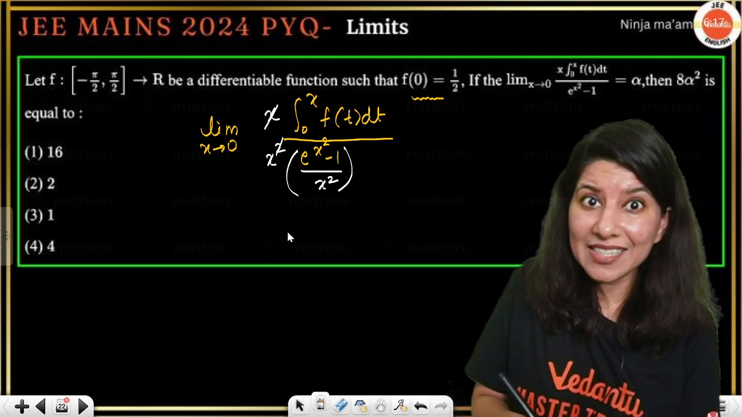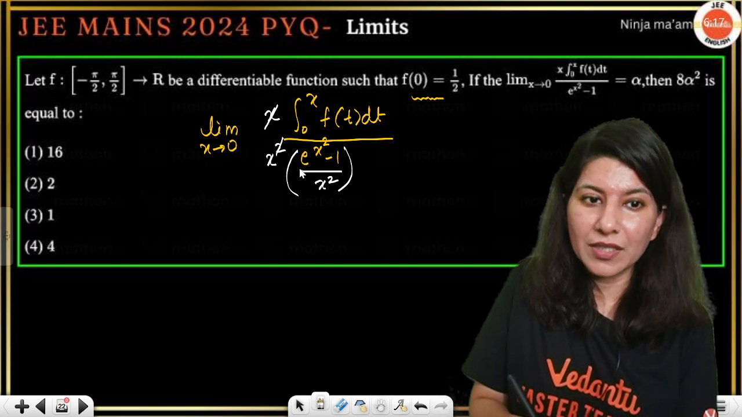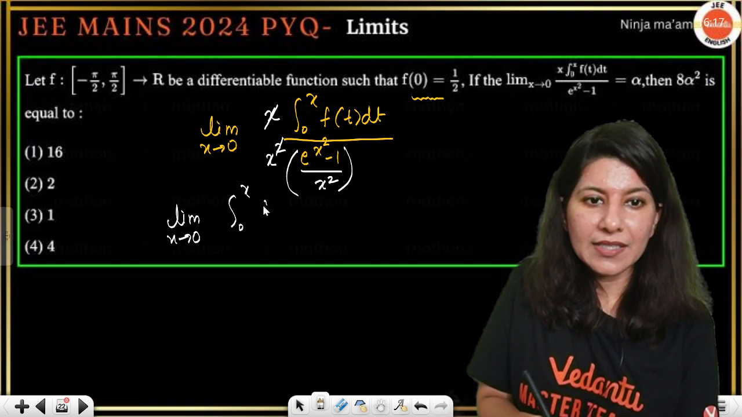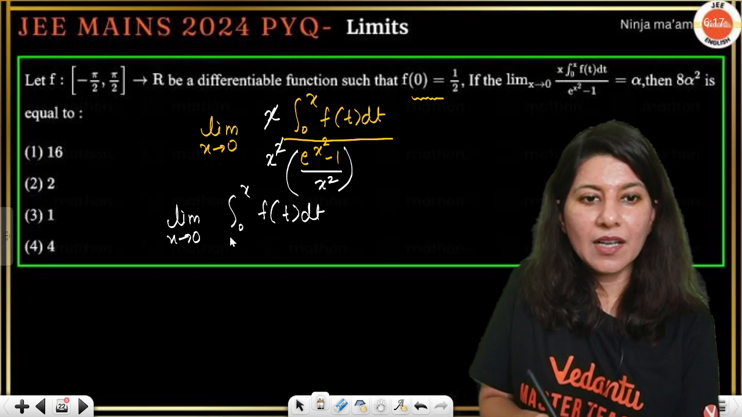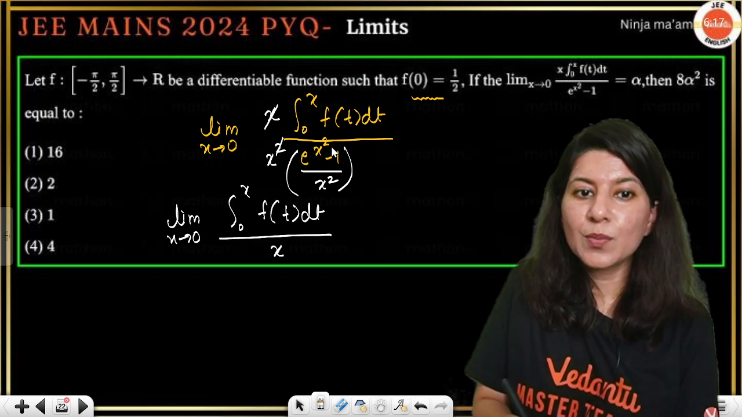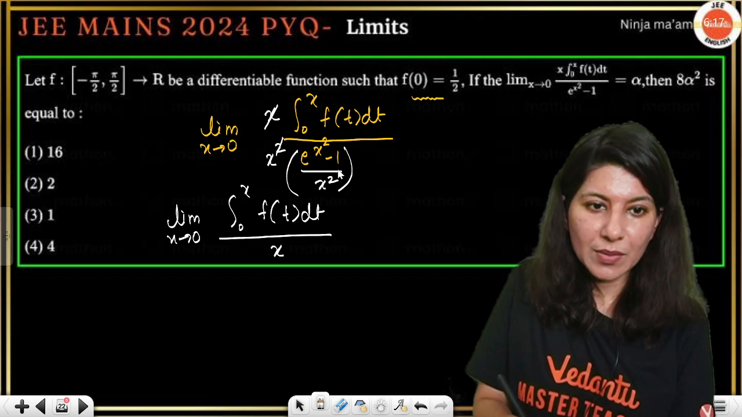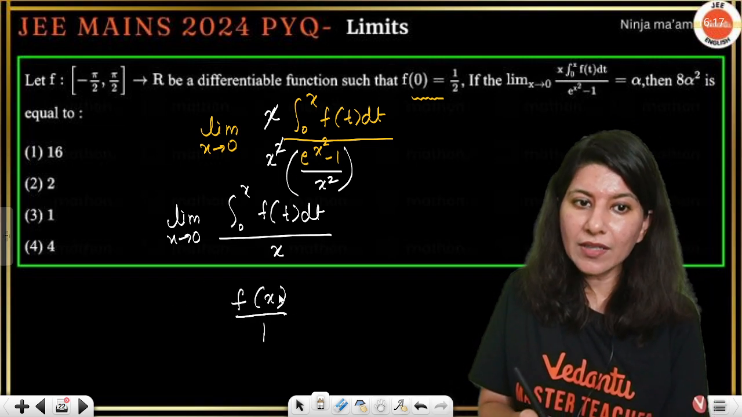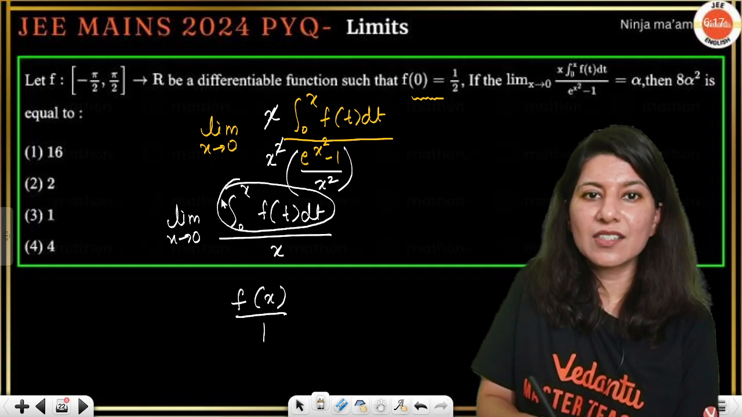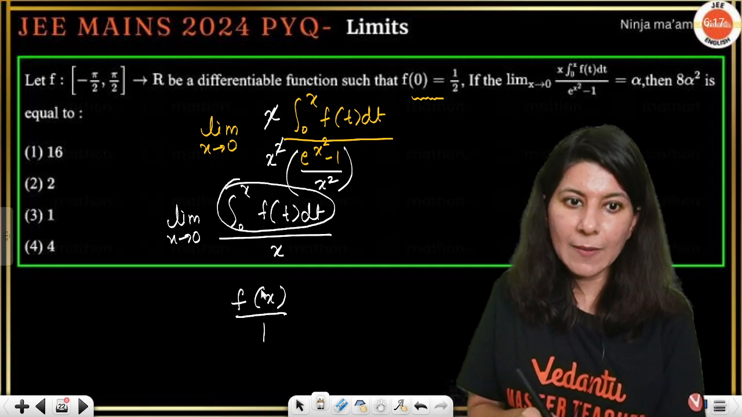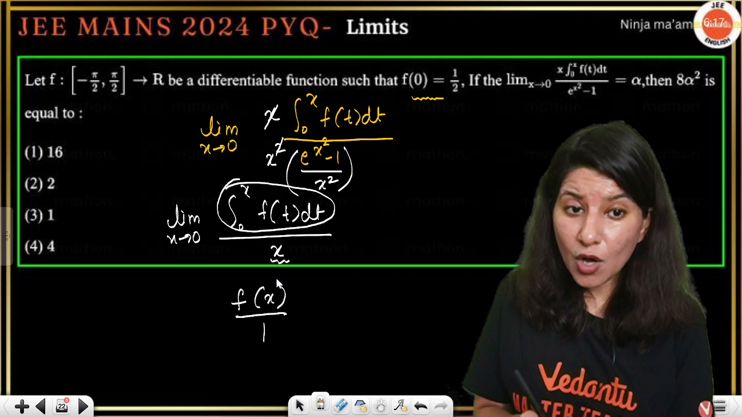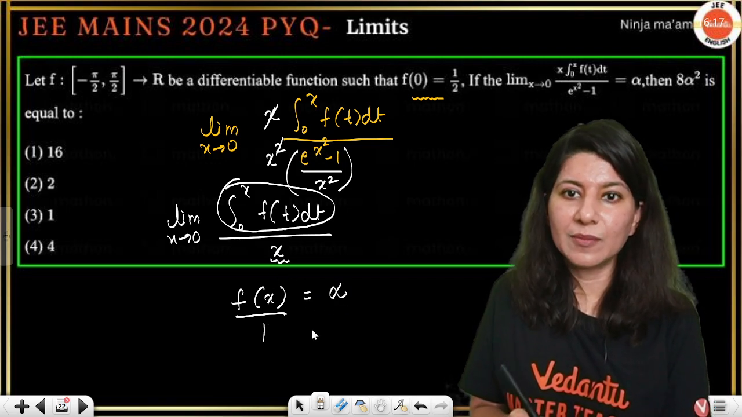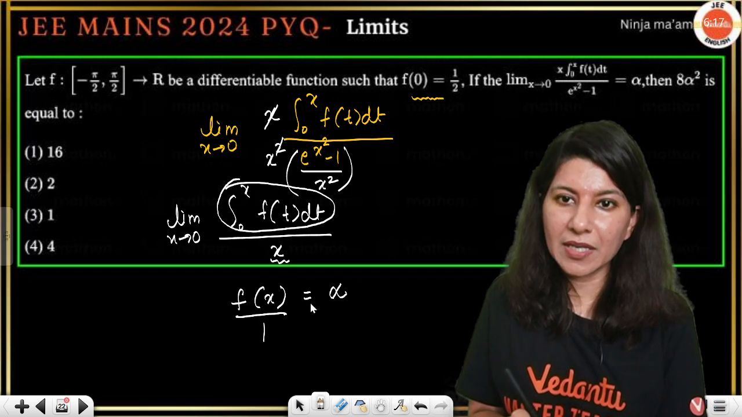So now at least, can you see? This is gone. So limit x tend to 0, 0 to x f of t dt upon x, and this e raised to power x square minus 1 upon x square, this will become 1. Now you can apply the L'Hopital f of x upon 1, because if you differentiate this using Leibniz theorem, it will become f of x. Upon, if you differentiate the denominator, it will become 1, and this will be alpha.